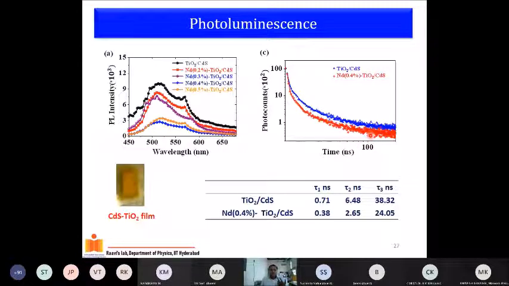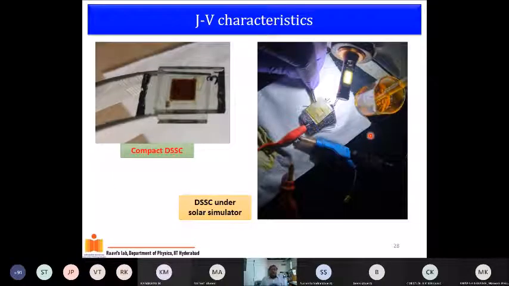So these two experiments, luminescence and time resolved luminescence, establish the point that if the injection is more, then you have more charge generation. If more charge generation, then you expect a higher photocurrent because more charges would go. Now we are ready to start doing the JV characteristics. We are ready to do the solar simulation. So we are ready to make the device and put it into the solar simulator.